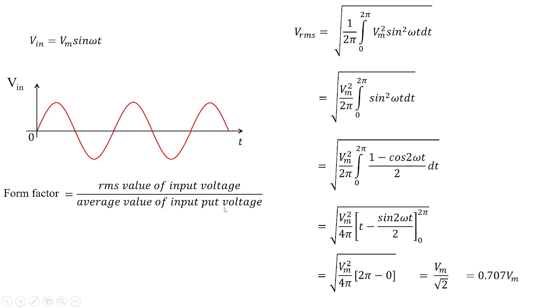Fine. Then the form factor is calculated as the RMS value of the input voltage to the average value of the input voltage. We have just now calculated both the values. The RMS value is 0.707 Vm, and the average value of the input voltage is 0.637 Vm. So this will give you an answer of 1.11. Based upon this form factor only, the substation designing is done. In fact, when you are dealing with electrical engineering power systems, based upon this form factor only, the stations are maintained like 33 kV, 66 kV.